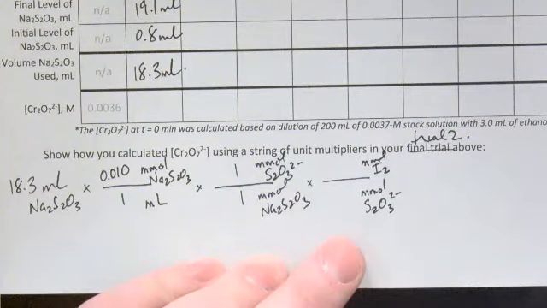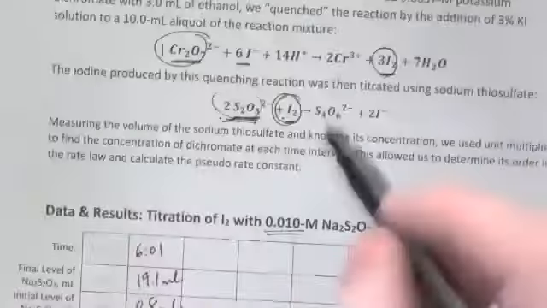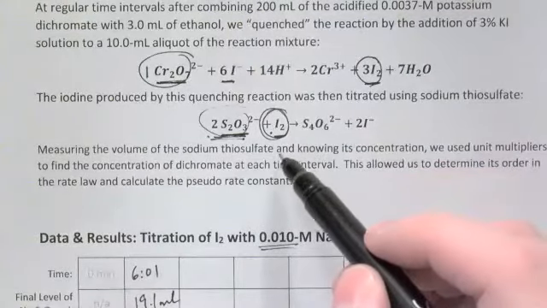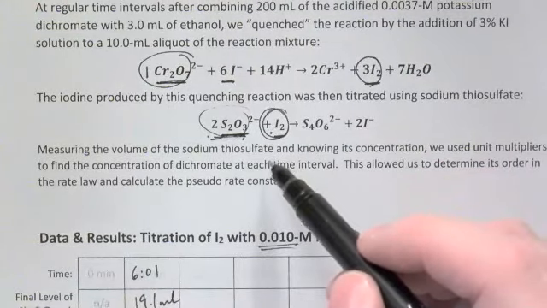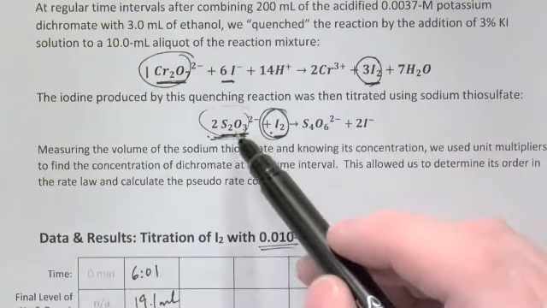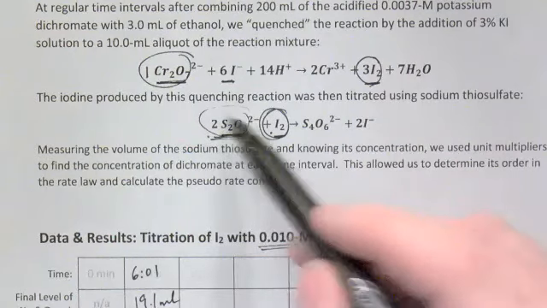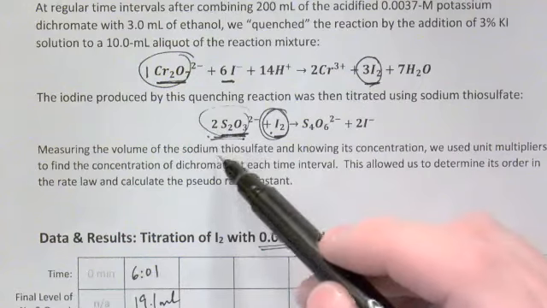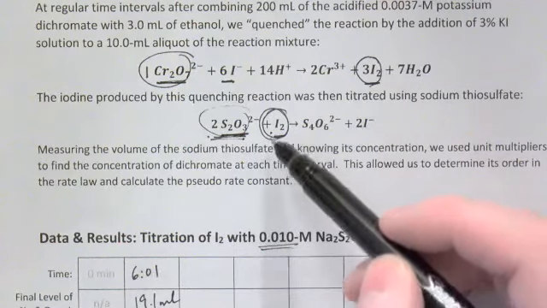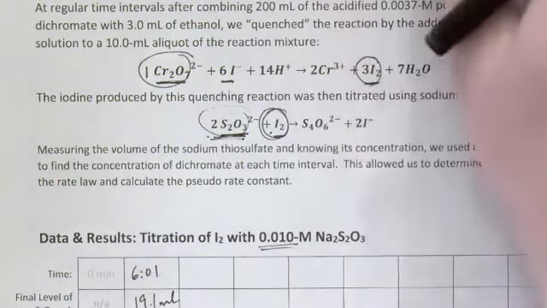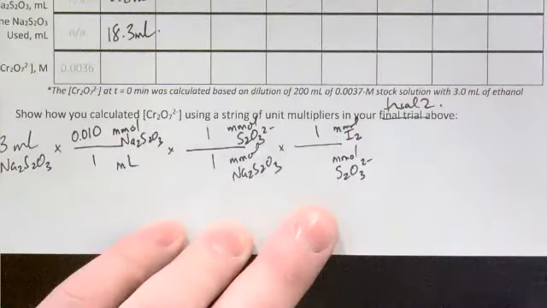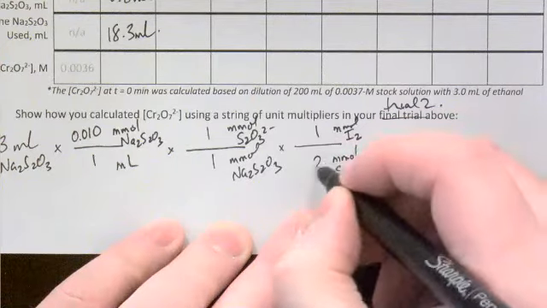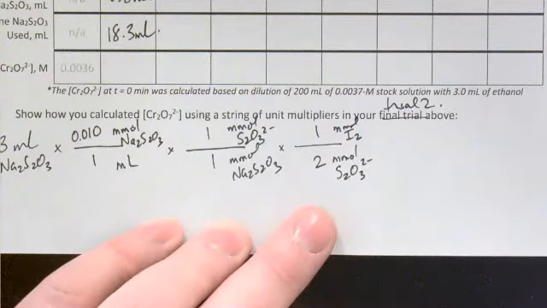How do we do that? By looking at that second reaction up above, right? What numbers do I put in there? Two moles of thiosulfate for every 1 mole of iodine, right? That's the stoichiometry. So 1 mole of iodine for every 2 moles of thiosulfate. Then what?